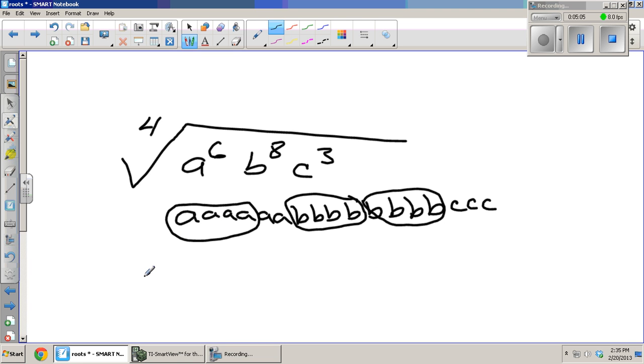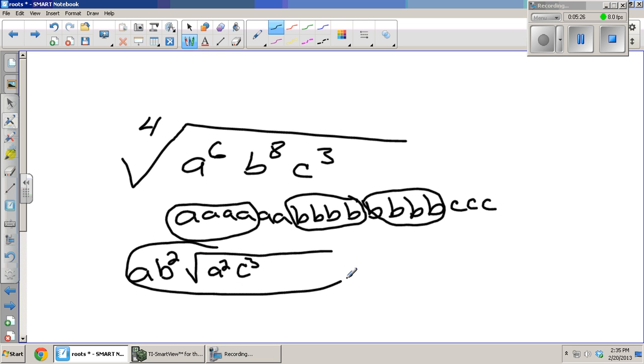I can pull out an A. I can pull out 2 B's. See how I have 2 of them? 2 B's. That's all I can pull out. So now what do I have left inside? I have 2 A's left inside, and I have 3 C's left inside. And that would be how we would take the square root if we have variables and things of that nature.